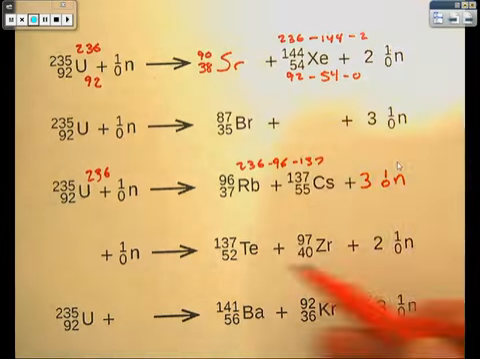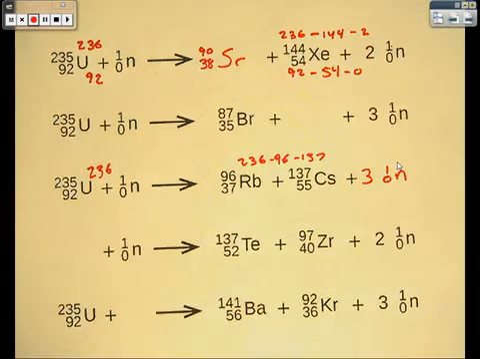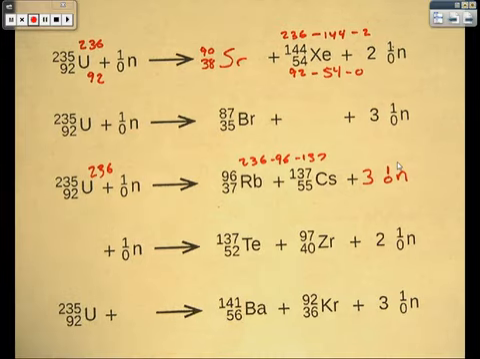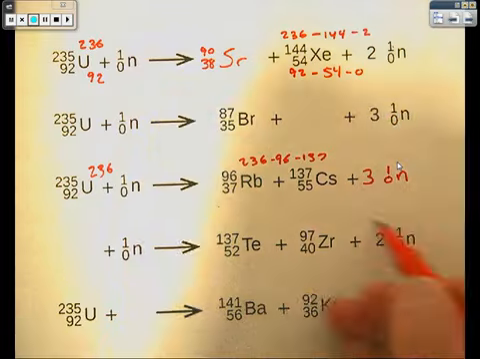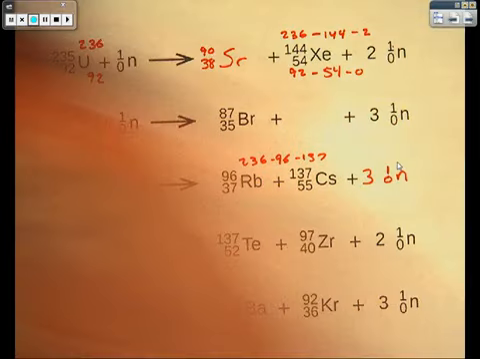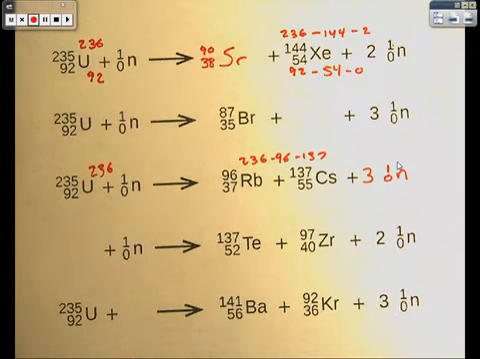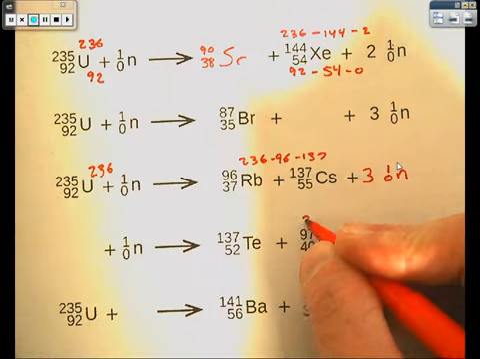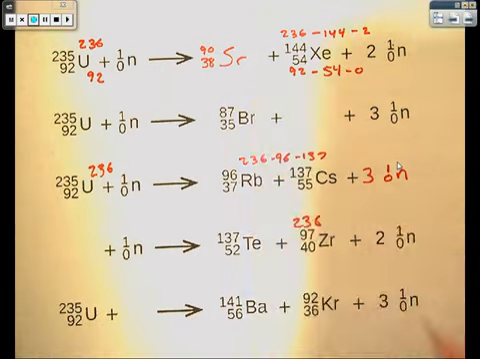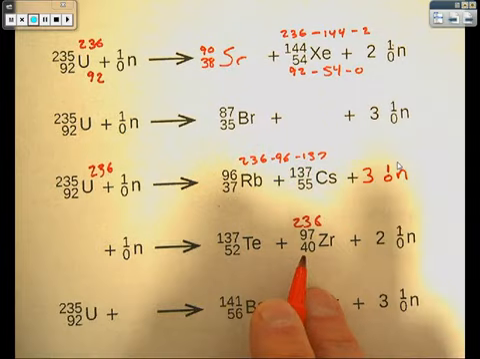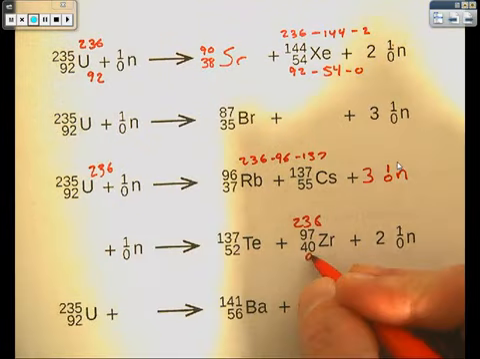Even if we're working back over towards the starting side, same principle. We're going to add together everything we have on our complete side. This time we're going to add together everything we have over here on the right. So we have 137 plus 97 plus 2. Again, 2 times 1. This is 236. 52 plus 40 plus 0 is 92.